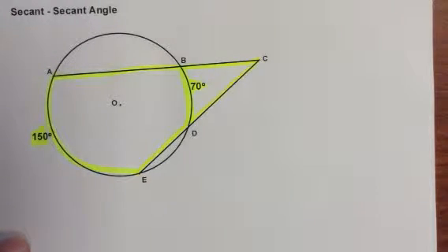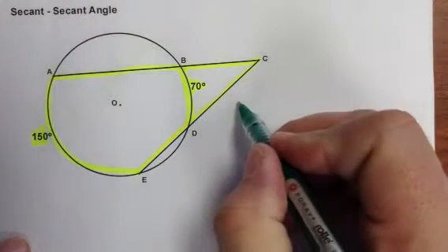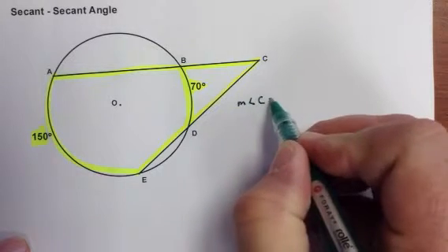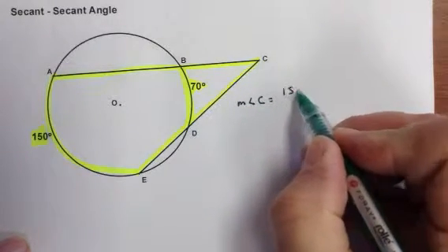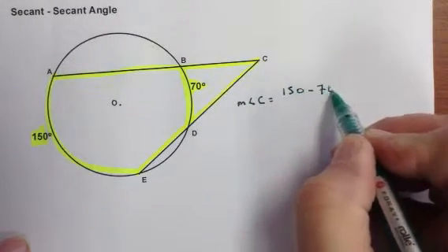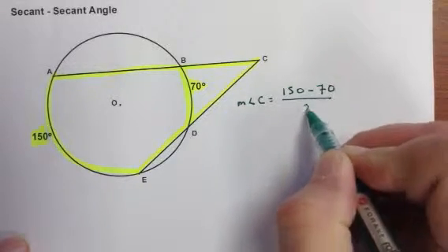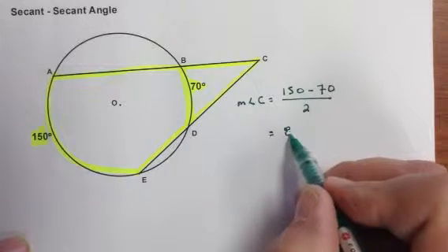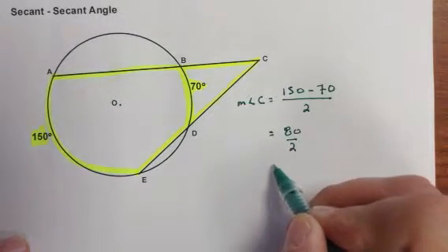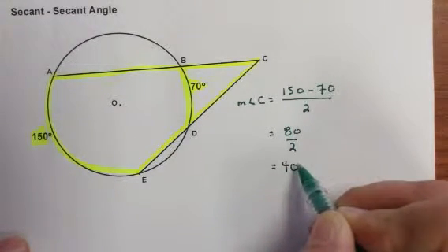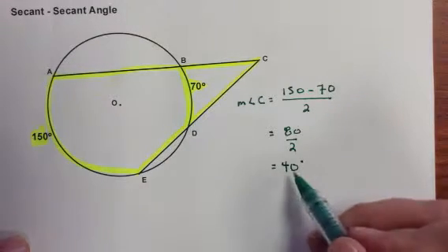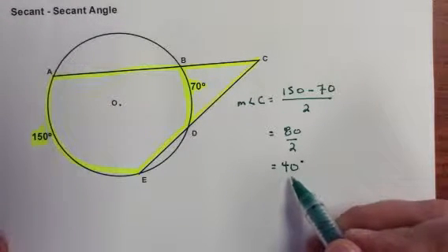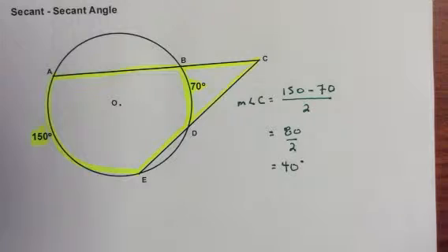The vertex is in the exterior, so the measure of angle C is going to be the difference, and then half. Half the difference of the intercepted arcs. These are not always going to work out even. Be prepared for fractional answers.